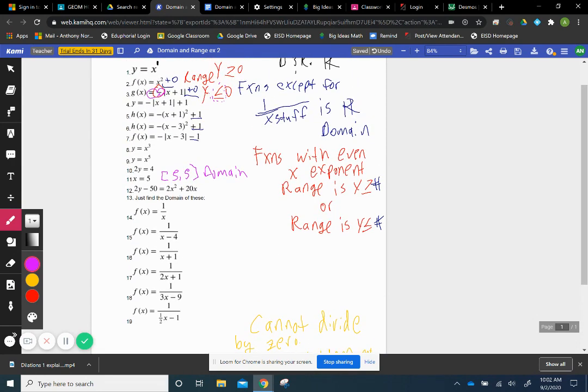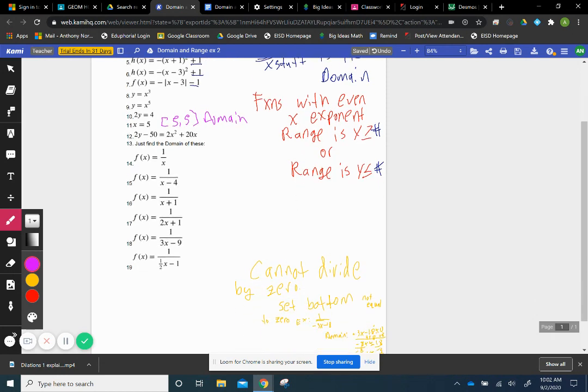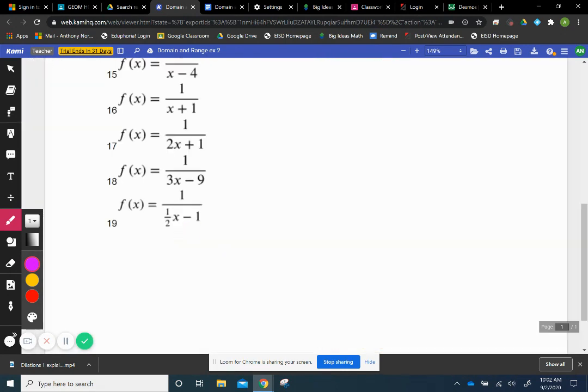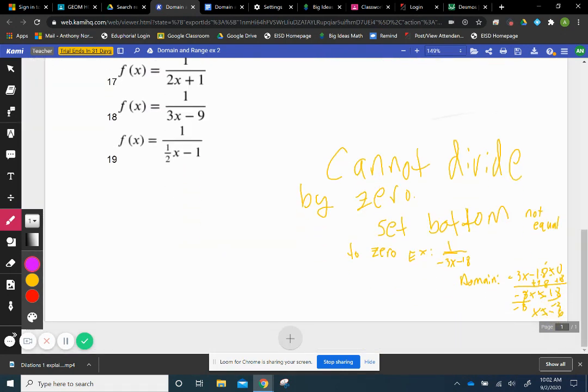Remember for this, its domain will not be all real numbers because we have 1 divided by x stuff. So what we're going to do, we cannot divide by 0, so we're going to set the bottom not equal to 0. So in our example, we're going to have the function 1 over negative 3x minus 8. So to find our domain, I'll start this over so you can see all the steps. You notice we set this not equal to 0 because that's what was on bottom.